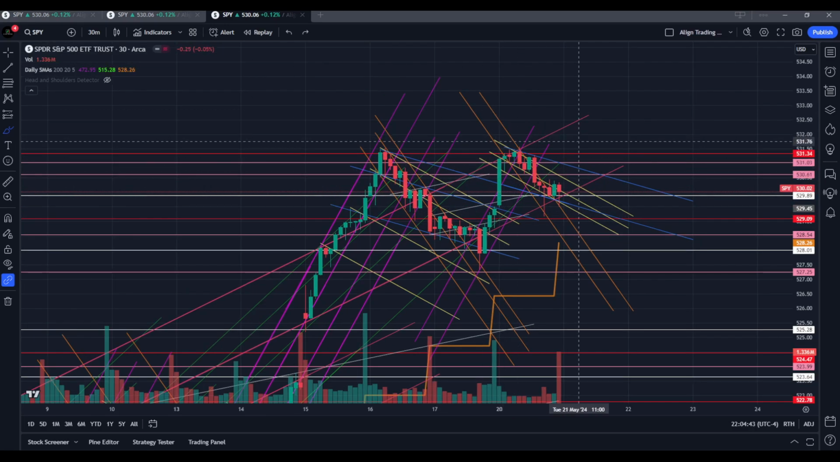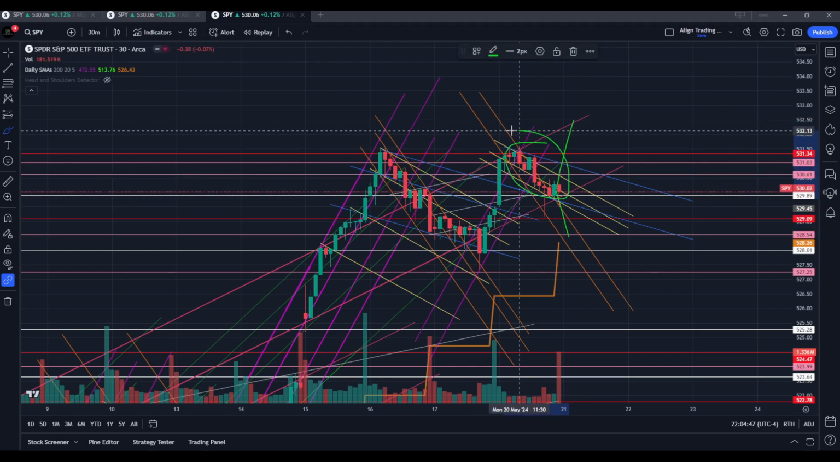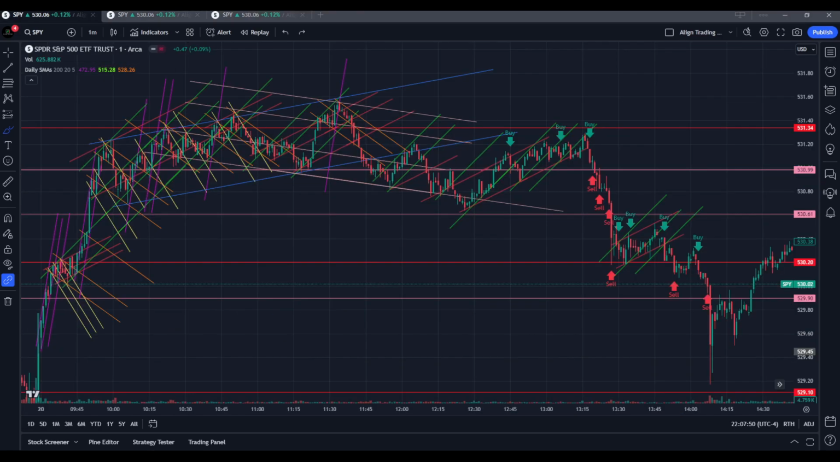Before going over what to watch tomorrow for a move up or down, we will take a look at what this looked like on the 1 minute chart and the trades taken now. Now here on the 1 minute.